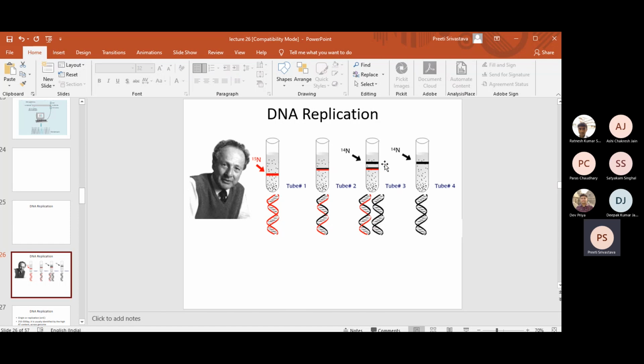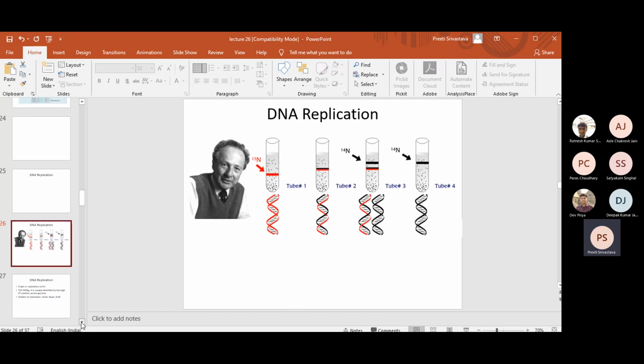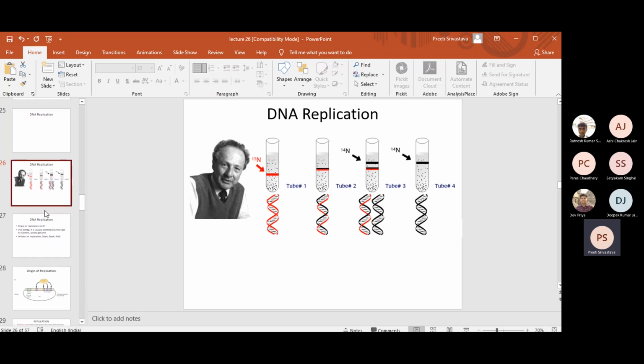Here what is shown is N14, and in the middle what is shown is a mixture of N14 and N15. In the final sampling, most of it was labeled with N14. So this suggested that DNA replication is not conservative, it is not dispersive, but it is semi-conservative. This was the initial experiment which demonstrated that DNA replication is semi-conservative.